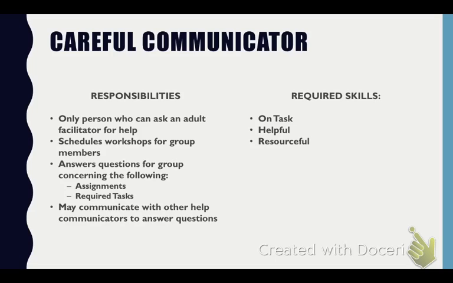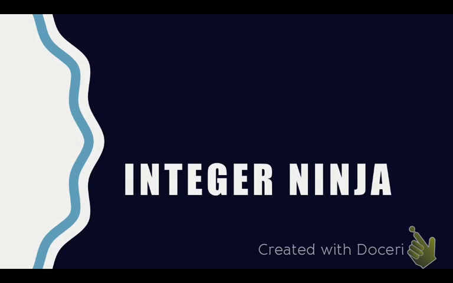If Mr. Williams has something he wants to share with you, or with your group, you're the one that's going to communicate that. Homework, assignments, things like that that need to get done, you're communicating those with your group, okay? Now, required skills: you need to be resourceful, you need to be good at talking to people, you need to be on task, and you need to be helpful. That's really important. The third one is the integer ninja, okay?